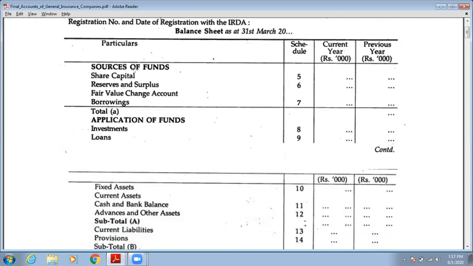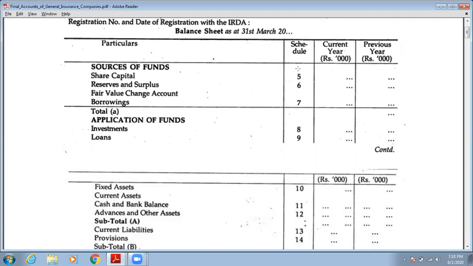First of all, we will write the sources of fund. Sources of fund means where the money is coming from, where the funds are coming from to the general insurance company, all those things we will write. In simple words, the sources of fund will include the liabilities. So first of all, we will write the share capital.